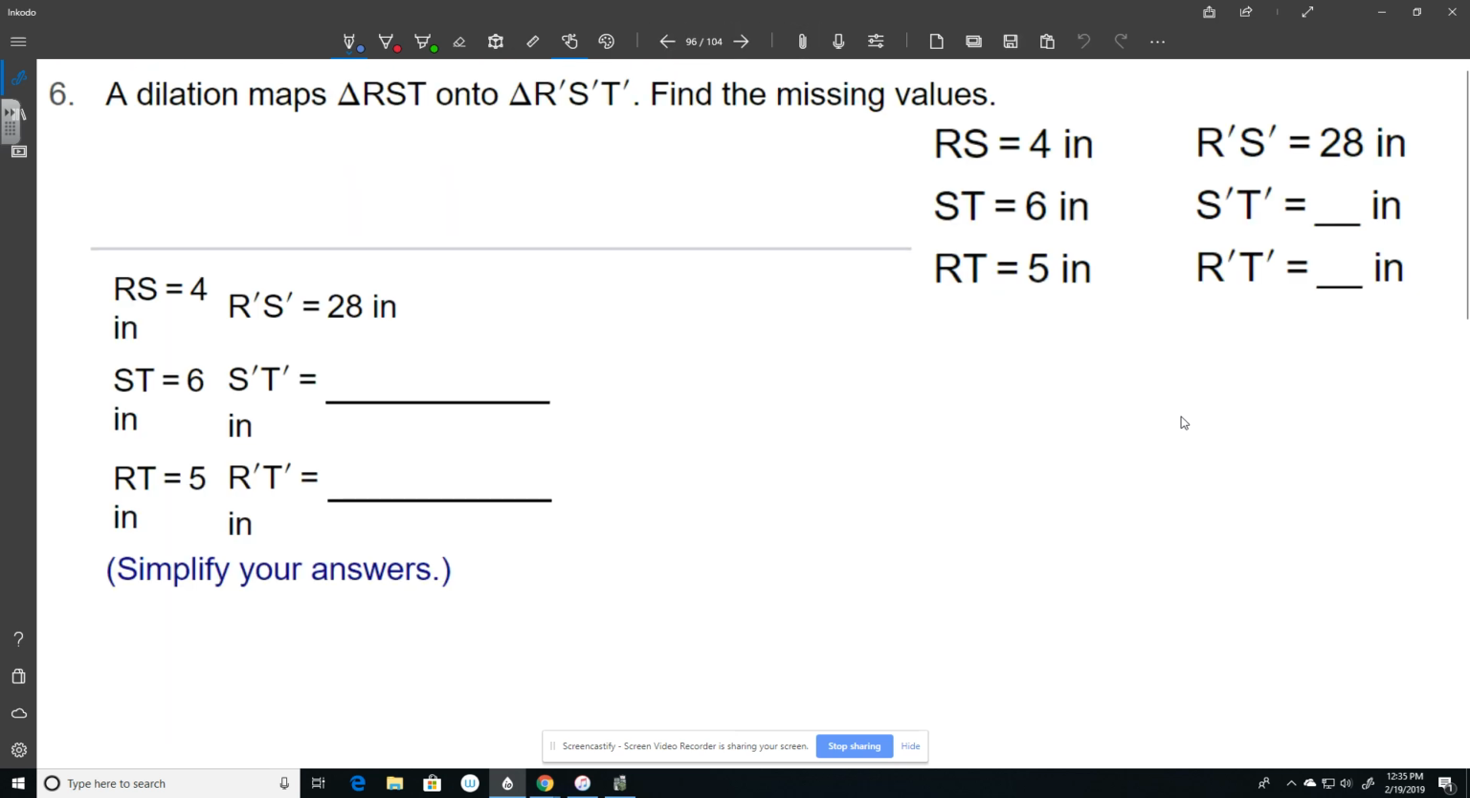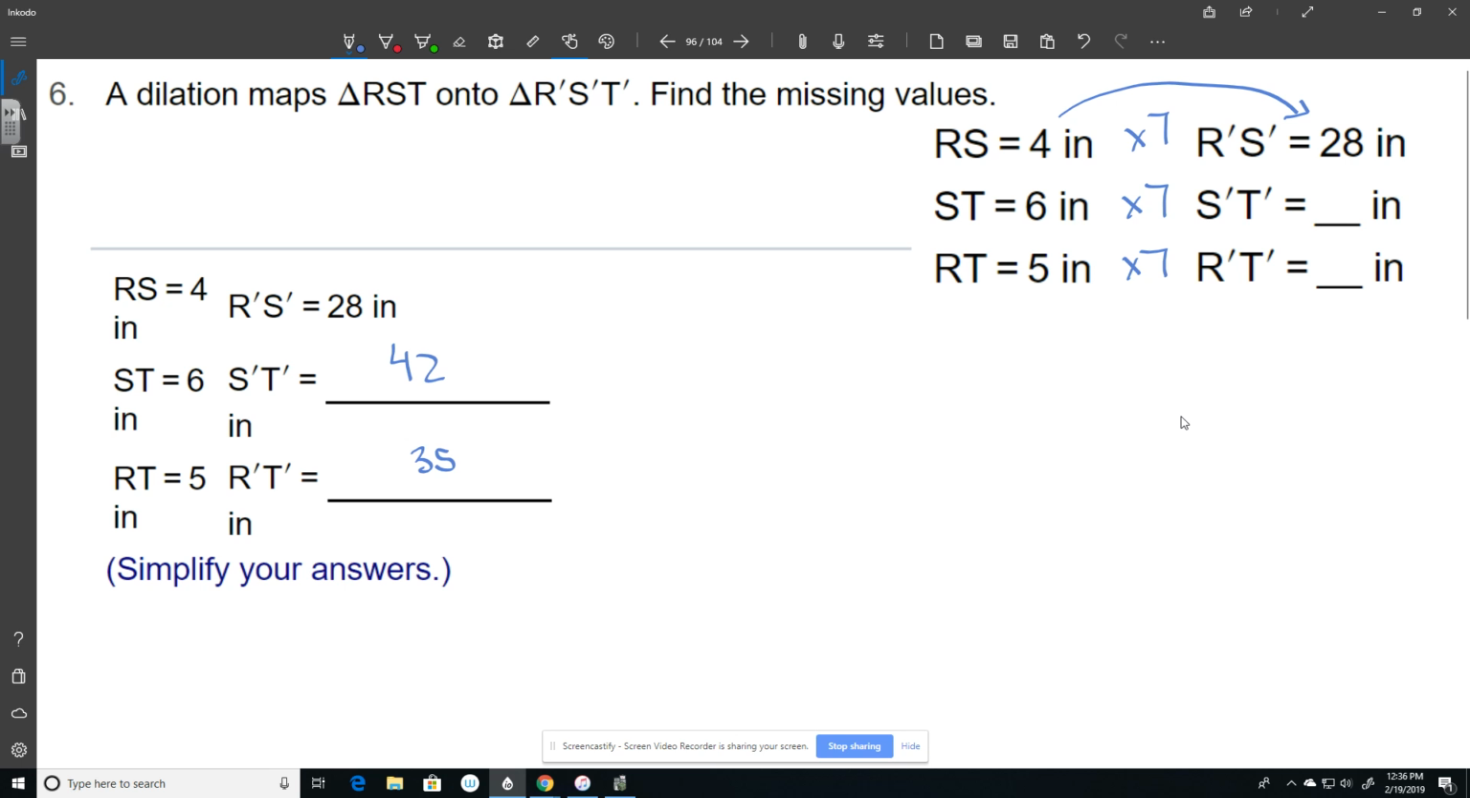Okay, number 6. A dilation maps RST onto R prime, S prime, T prime. Find the missing values. So I go from, in my original RS, it's 4 inches long. To go from there to my new shape, which is now 28, I need to figure out how do I go from 4 to 28, which these numbers are nice. I just multiply by 7, which means to go from 6 to this new part, I also multiply by 7. So 6 times 7, that's just 42. And to go from 5 to the new RT, I also multiply by 7.